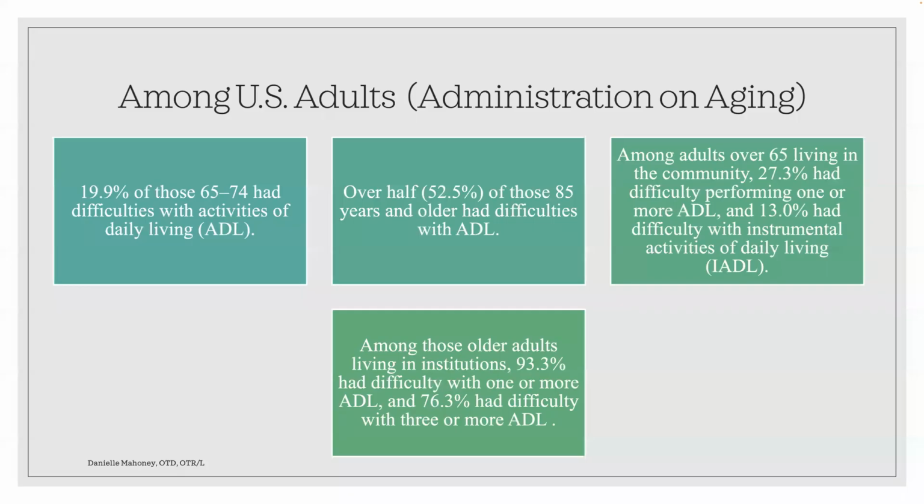Among United States adults, this is from the Administration on Aging, 19.9% of those 65 to 74 years old had difficulties with activities of daily living. Over half of those 85 years and older had difficulties with ADLs. Among adults over 65 living in the community, 27.3% had difficulty performing one or more ADLs, and 13% had difficulty with IADLs. Among those older adults living in institutions, 93.3% had difficulty with one or more ADLs, and 76.3% had difficulty with 3 or more ADLs. These are very striking statistics that show why it is so important for an OT to be a part of the interdisciplinary team for an older adult.